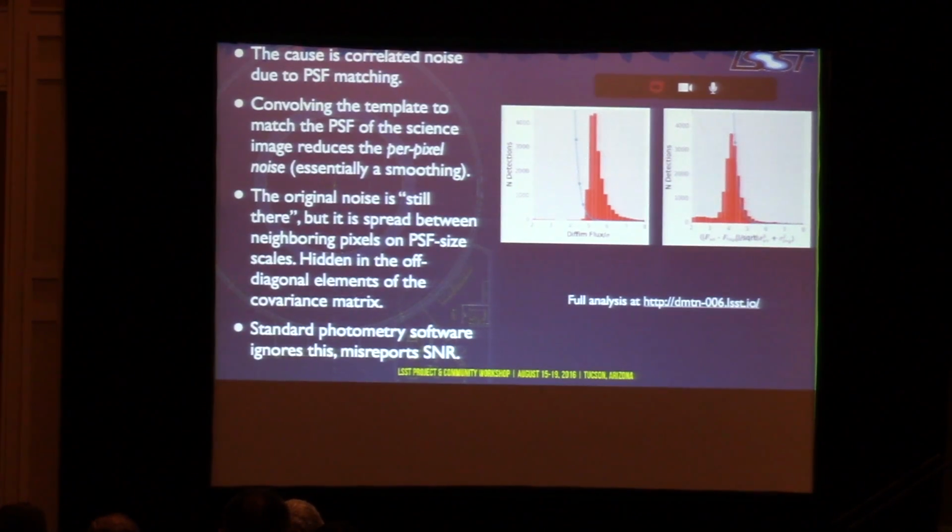So the noise is there, but we're no longer tracking properly the level of noise in the individual pixels. And this is a complicated problem because now, instead of each pixel being an independent sample, you have every pixel talking to its neighbors, which makes estimating the noise much more difficult. And standard software just does not deal with this.